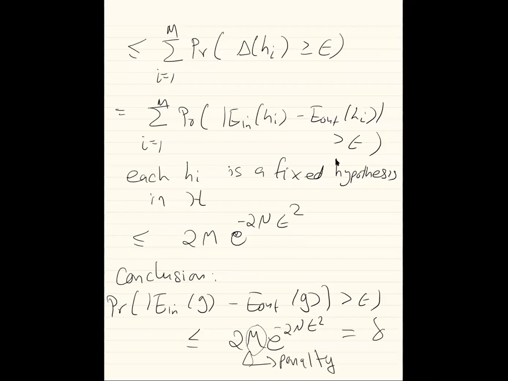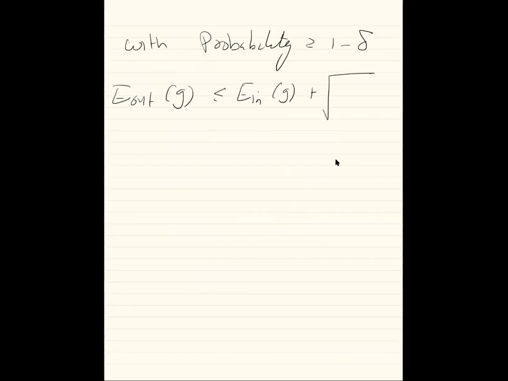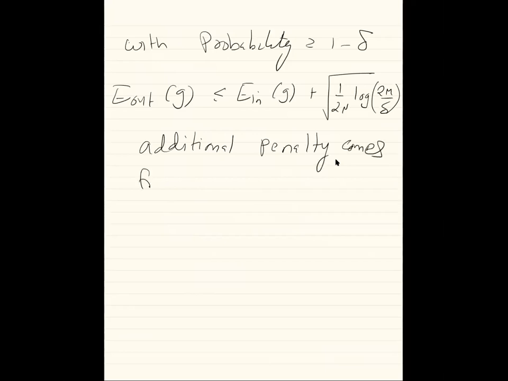So again, after that, everything is standard. If we set this to delta, then we can show that with probability greater than 1 minus delta, E_out of g is less than E_in of g plus the square root of 1 over 2N log of 2M by delta. So the additional penalty comes from the factor of M.